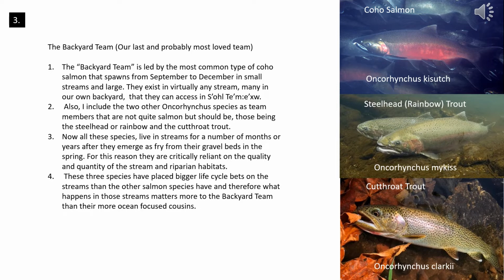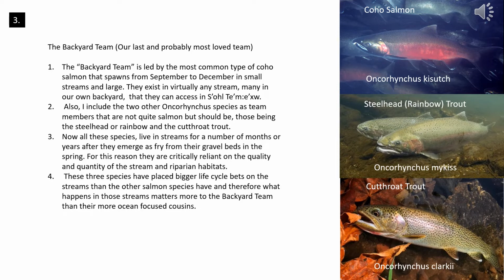Now, all these species live in the stream for a number of months or years. Coho typically migrate out after 1 year of rearing. But the more interior you go and the farther north you go, these are cooler streams, they often will live 2 years in the stream before migrating to the ocean for a final 18 months of ocean residency. Cutthroat trout and steelhead are somewhat similar. Steelhead will live approximately 2 years, sometimes 3 years in freshwater before migrating, similar to sea-run cutthroat trout, but some cutthroat trout and actually some steelhead in the form of rainbow live their entire life within streams.